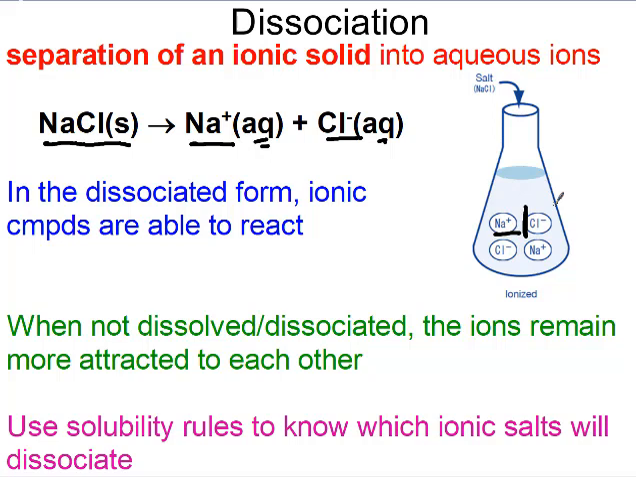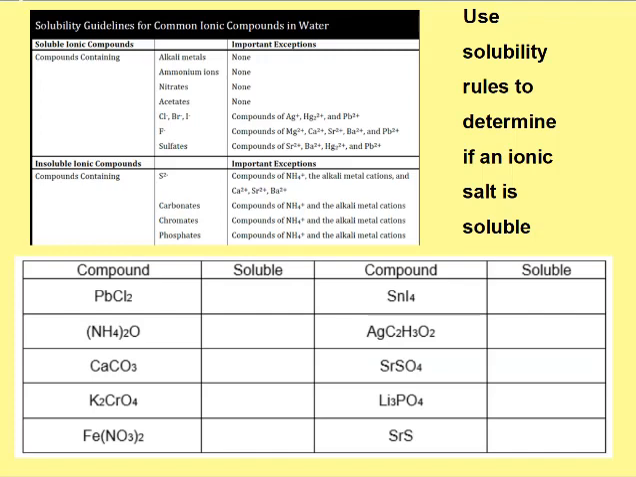To figure out which salts actually break apart and dissolve or dissociate in water, we use solubility rules. You will have access to these solubility rules on a test or quiz. You just need to be able to read them. So how we read them is the top section means they're soluble. Soluble means that they're aqueous. They'll dissolve in water and break apart. While insoluble means that it's not going to dissolve; it's going to be a solid.